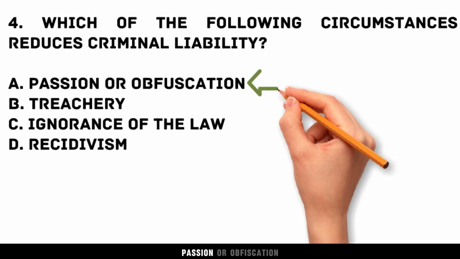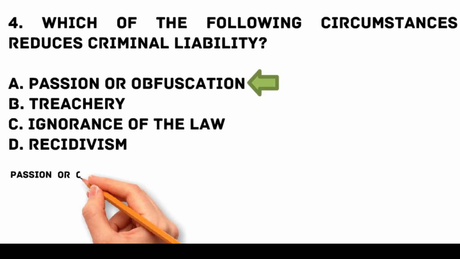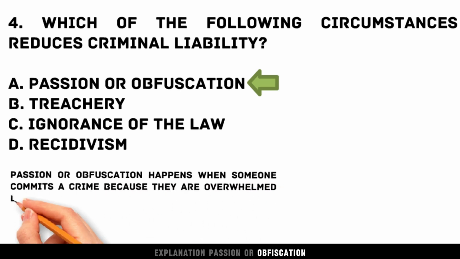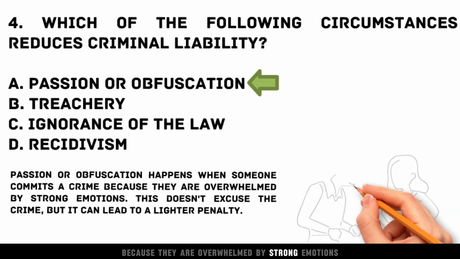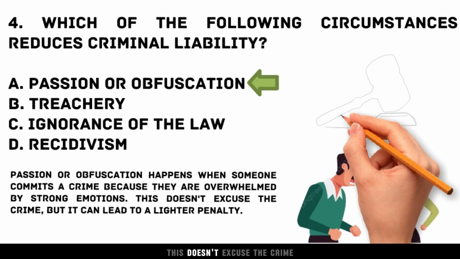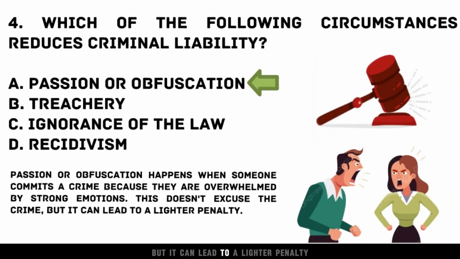Answer: A. Passion or obfuscation. Explanation: passion or obfuscation happens when someone commits a crime because they are overwhelmed by strong emotions. This doesn't excuse the crime, but it can lead to a lighter penalty. If someone hits another person during a heated argument, acting out of anger in the moment, this could be a mitigating circumstance. Their strong emotions led to the act, so they may get a lighter punishment.